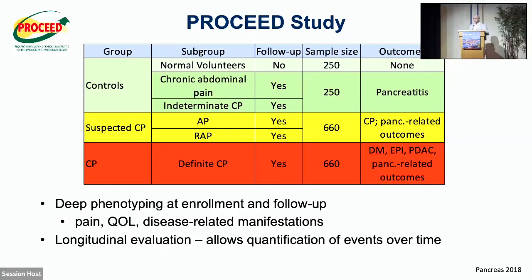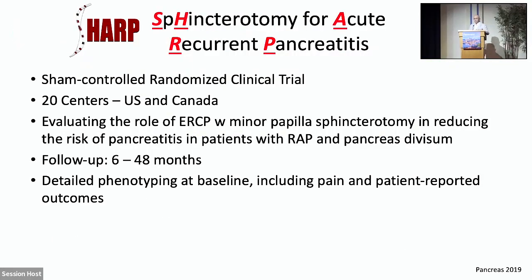These are studies where there is detailed phenotyping of patients at baseline. And now these cohorts are mature enough that we can start looking at short and intermediate term outcomes in these patients. We recently enrolled our 1,800th patient in the PROCEED study and reached our target sample size for acute and recurrent acute pancreatitis as well as chronic pancreatitis that was proposed. The other example is the SHARP trial.